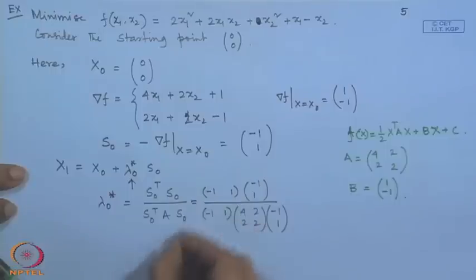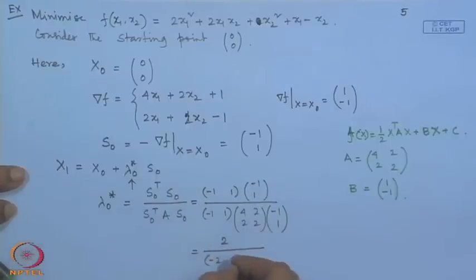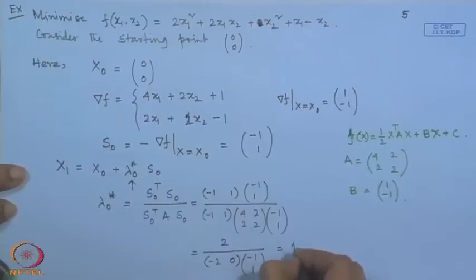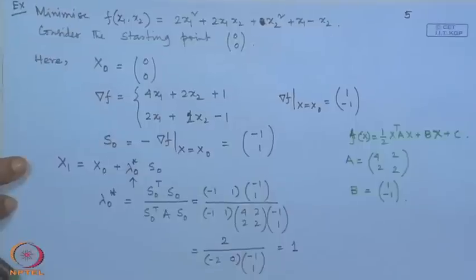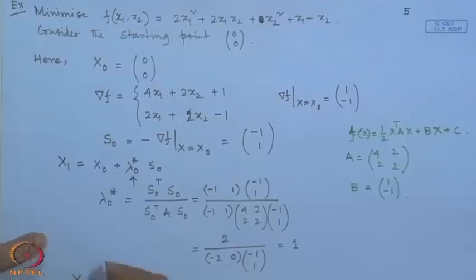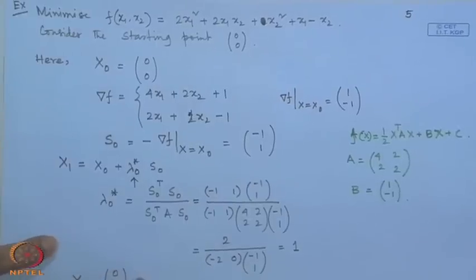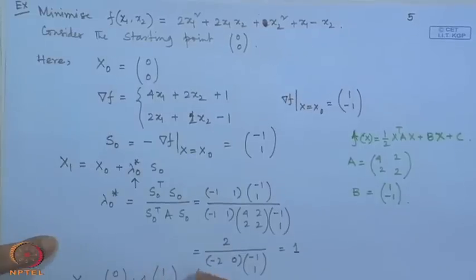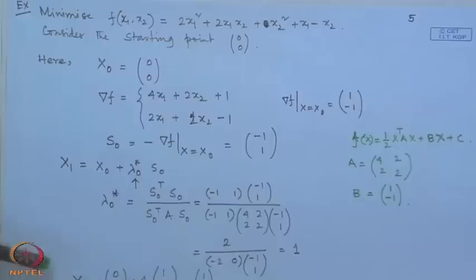If we just get this value, we are getting it as 1 plus 1, 2. This is equal to (-4 + 2, -2 + 2), that is (-2, 0), and this is (-1, 1). That is why we are getting the lambda0 star value as equal to 1. Once we have it, we get x1. What is my x1? x1 would be (0, 0) plus 1 into (-1, 1)... that is why this is equal to (-1, 1). This is my next approximation.